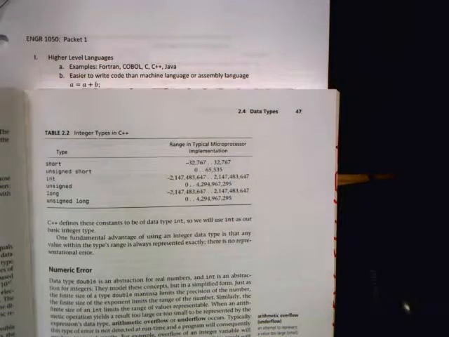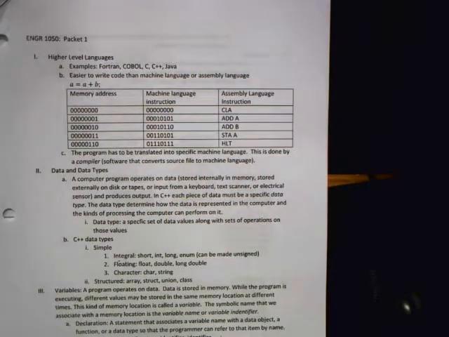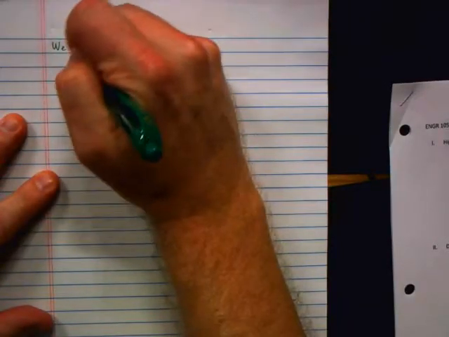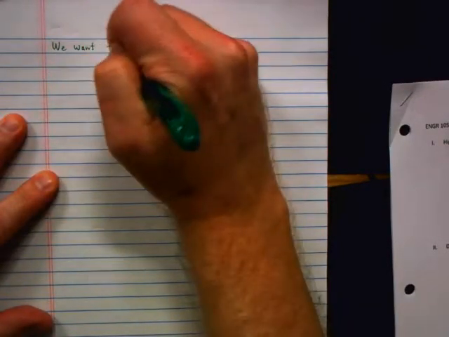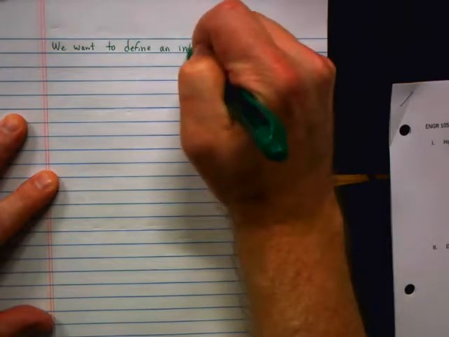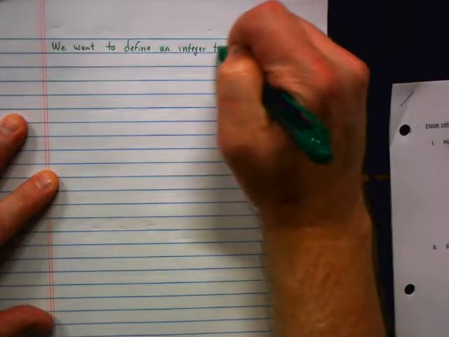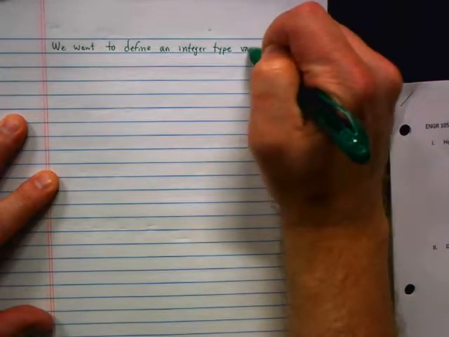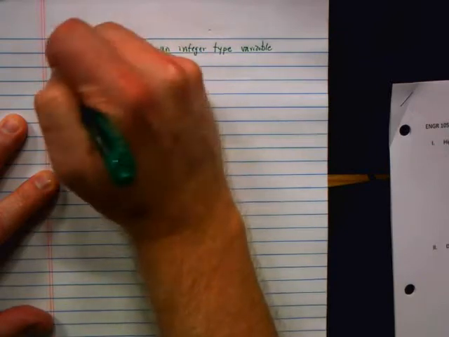So does that mean we can apply to both short and long variables? Correct. All right, so in C++, let's say you want to define a variable. We want to define an integer type variable called, somebody give me a name. What do we want to call our variable?